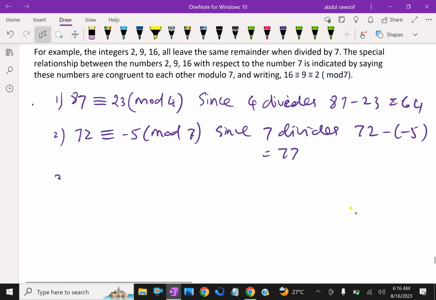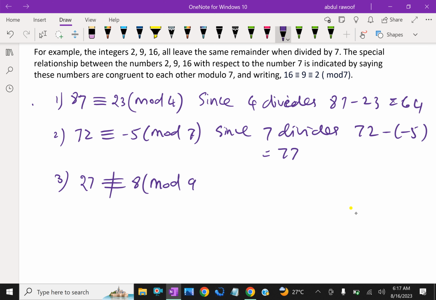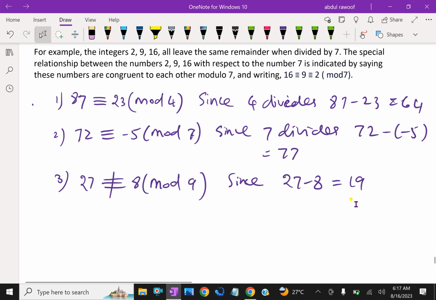Now look at the negation. 27 is not congruent to 8 mod 9, since 27 minus 8 is equal to 19, and 19 is not divisible by 9. Hence it is not congruent.